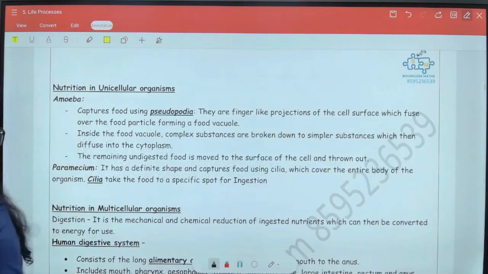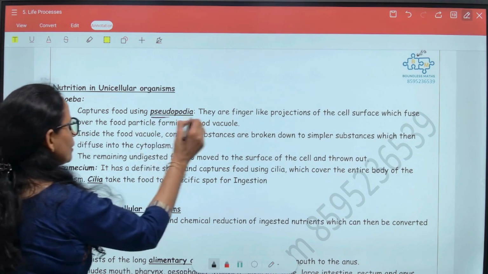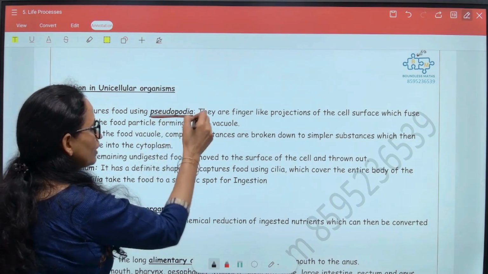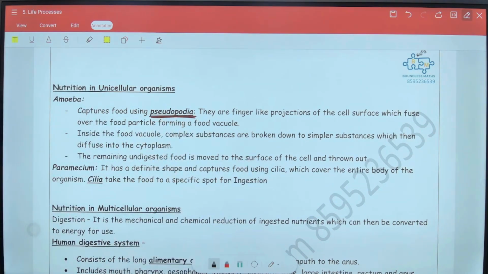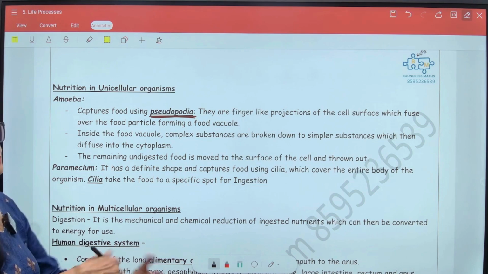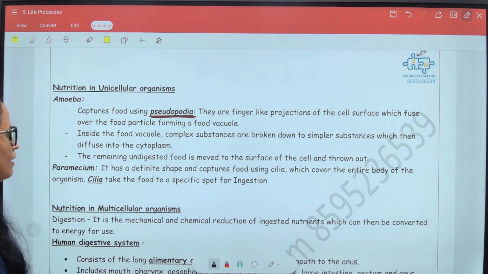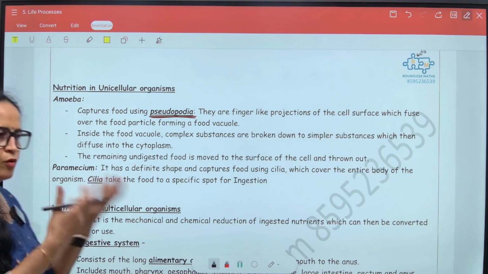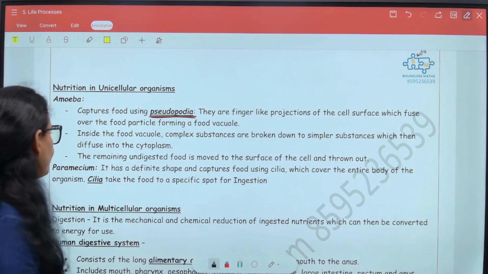Now nutrition in unicellular organisms. So we are going to talk about two of them, amoeba and paramecium. Amoeba uses pseudopodia. Pseudo means false, podia means foot. So these are projections that amoeba creates from its surface to capture the food from the surroundings. Once the food is captured, it is stored in the food vacuole, complex substances are broken down, and then the waste is thrown out through the process of diffusion.